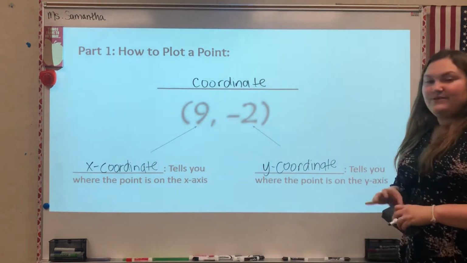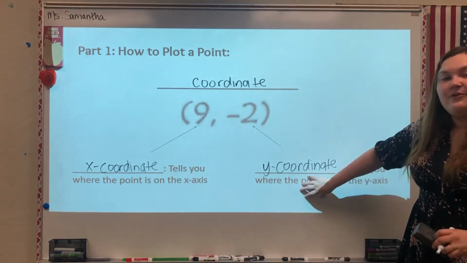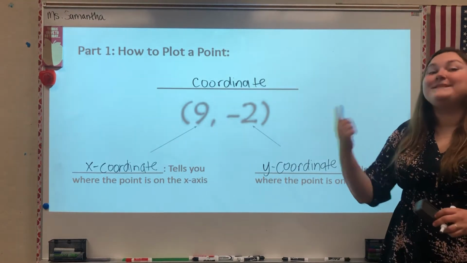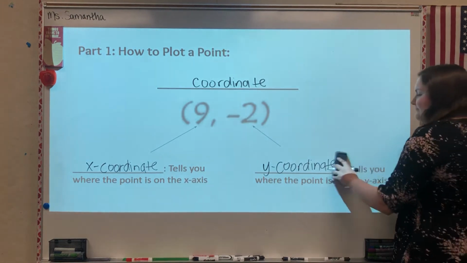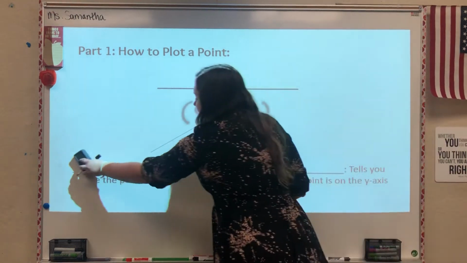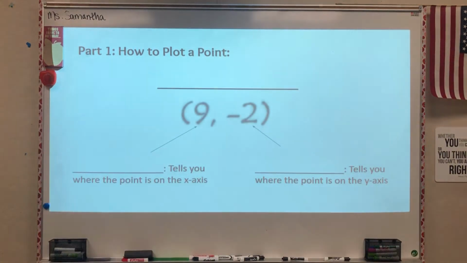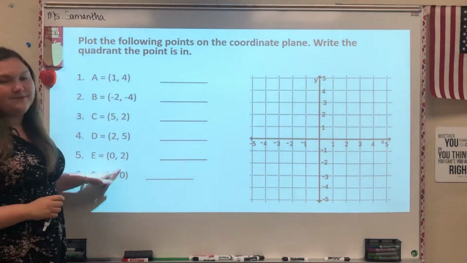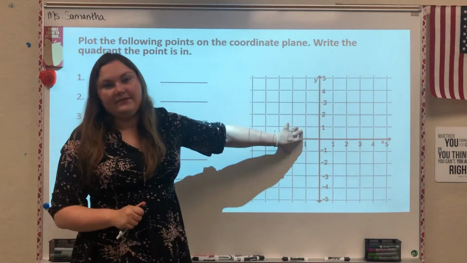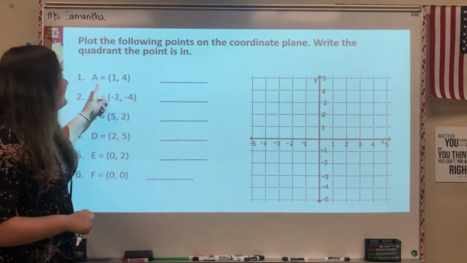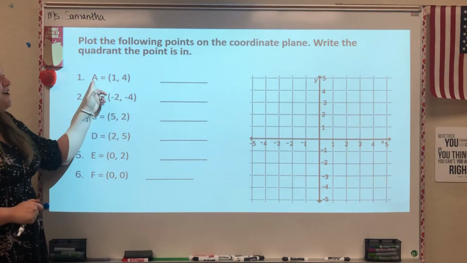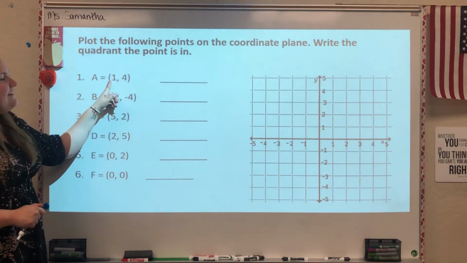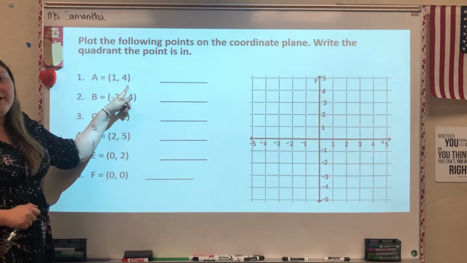So using what we said here, this is how we're going to plot our points on the number line, and it's going to help us label our points later on. So the first part of this lesson is going to be on how you can plot different points using your coordinate plane. Now the first point we're going to plot is called point A, and I want to plot my point at the coordinate 1, 4.